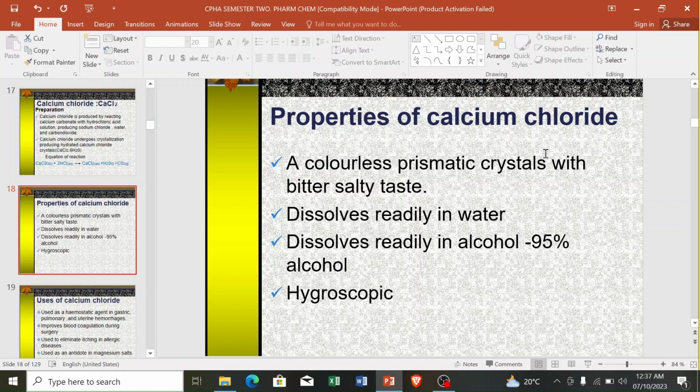Properties of calcium chloride that we have formed, that is a hydrated calcium chloride. Calcium chloride that contains water of hydration. Calcium chloride is a colorless prismatic crystal with a bitter salt taste. It dissolves readily in water, dissolves readily in alcohol, that is 95% alcohol, and it is hygroscopic.